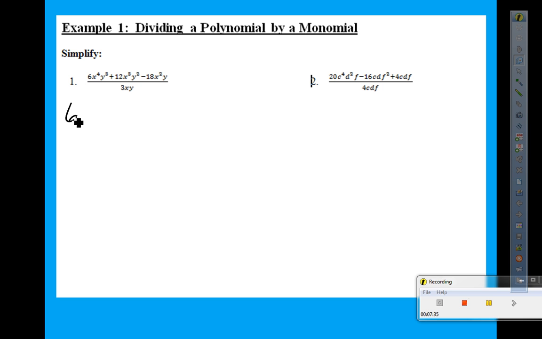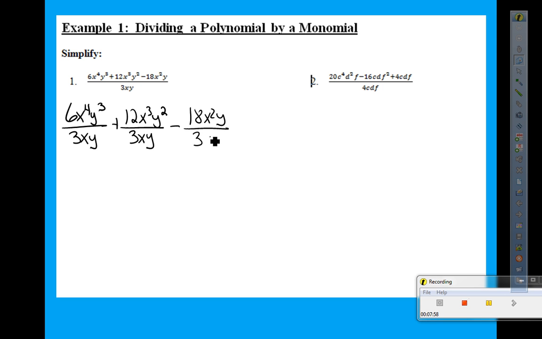I need to write this as 6x to the 4th y cubed divided by 3xy. Now I'm going to do the next term. Plus 12x cubed y squared all over 3xy, minus 18x squared y all over 3xy. So I just put each term over the denominator.